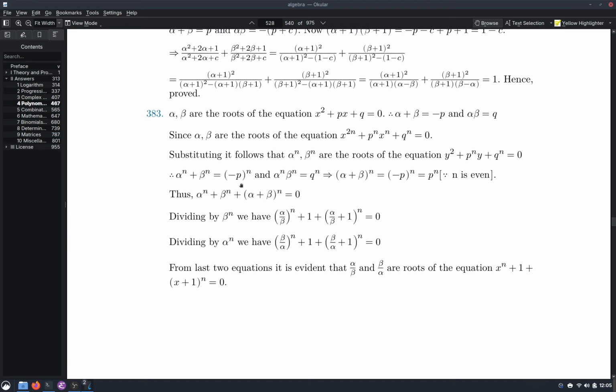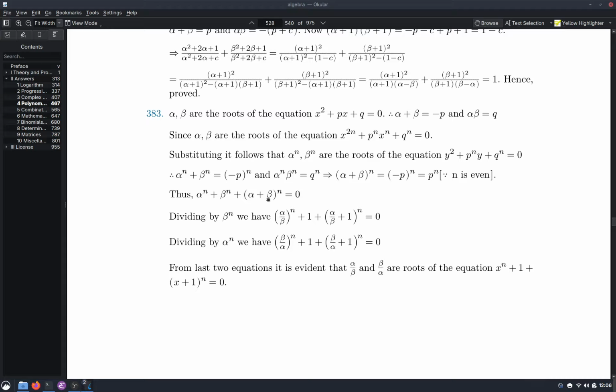All right, we'll see this, okay. So now alpha to the power n, beta to the power n is equal to q to the power n, which implies that alpha plus beta to the power n is equal to minus p to the power n is equal to p to the power n because n is even. Okay, so why this has become equal to this is it is actually alpha plus beta to the power n, not alpha to the power n, beta to the power n. So we have alpha plus beta is equal to minus p. Okay, so alpha plus beta to the power n will be minus p to the power n, that is this much.